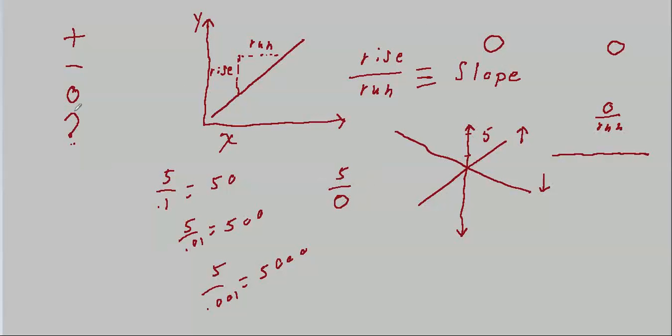So our fourth category here is our category of, we don't know what the heck it is. We can't talk about it. It just doesn't have a slope. It's one of those underprivileged lines. It has no slope.